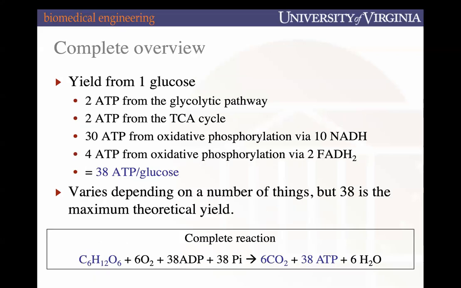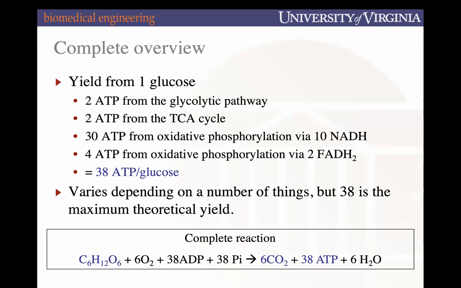So to take a step back from the entire process of glycolysis, TCA cycle, and oxidative phosphorylation: from one glucose molecule, we're able to get 2 ATPs from glycolysis, 2 ATPs from the TCA cycle, and then about 30 ATP via oxidative phosphorylation from the NADHs that were developed, and 4 ATP via the FADHs. And so that yields about 38 ATP molecules per glucose.